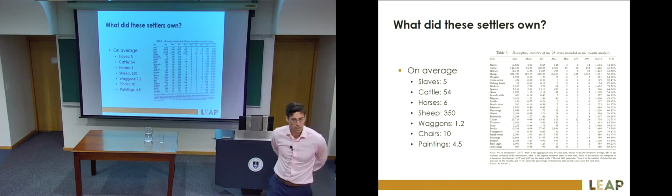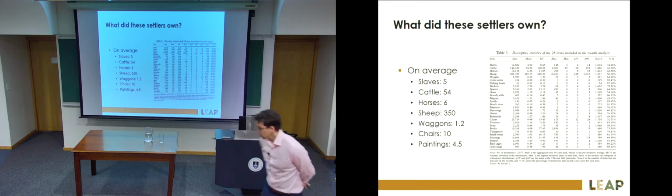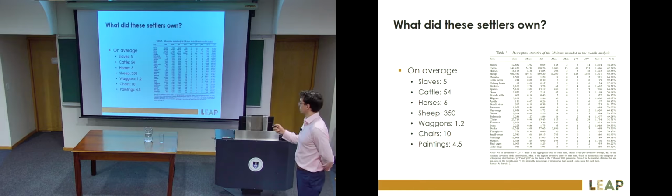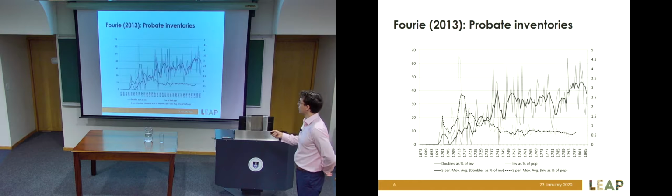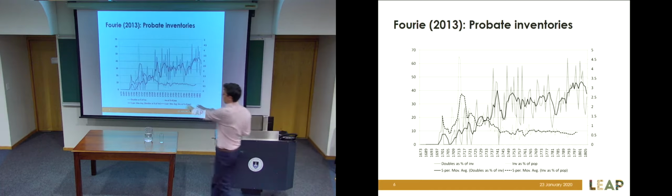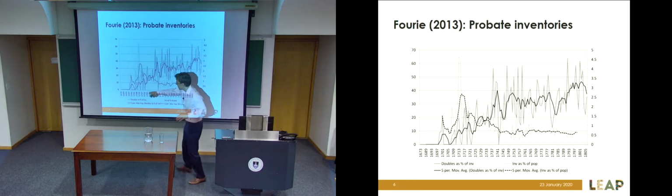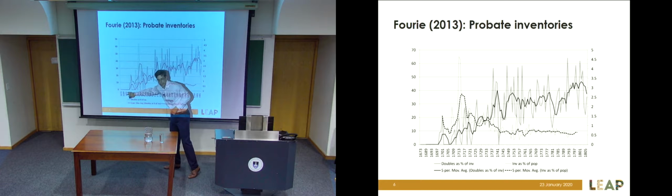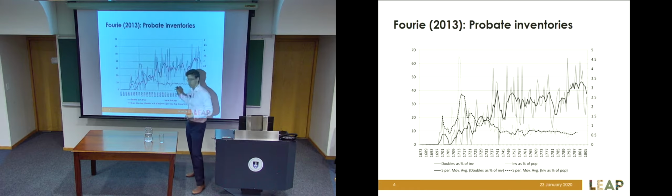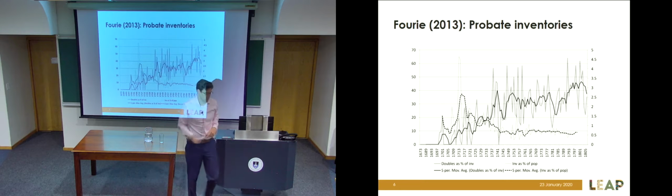Yes? Sorry. Is this over a particular time or over a number? Yeah, excellent question. Sorry, I should have said this. So this is an aggregate figure for this entire period. So this is from basically 1700. I think the first observation is 1697 to 1795. So I stopped in 1806.